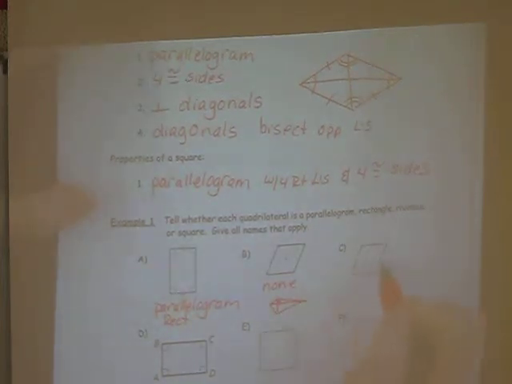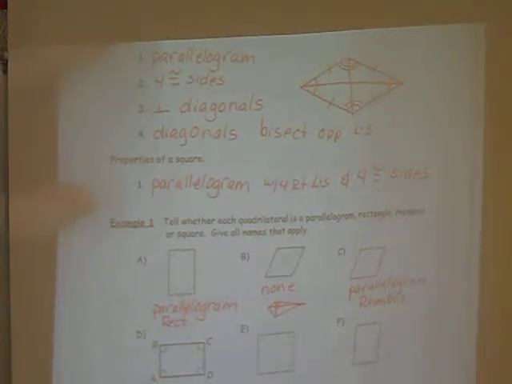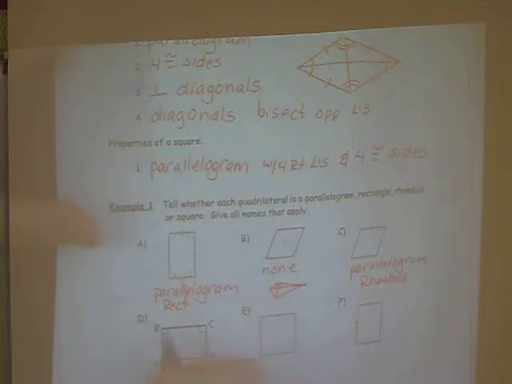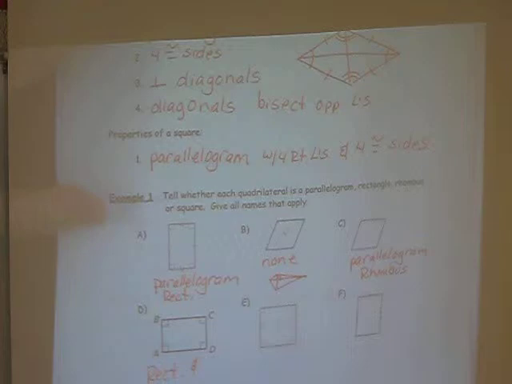Letter C, opposite sides are congruent, so that makes it a parallelogram. And then the 4 sides are congruent, so that also makes it a rhombus. Letter D, this has the right angle, so that is going to be a rectangle. It's 4 right angles, so that makes it a rectangle. And this will also be a parallelogram.